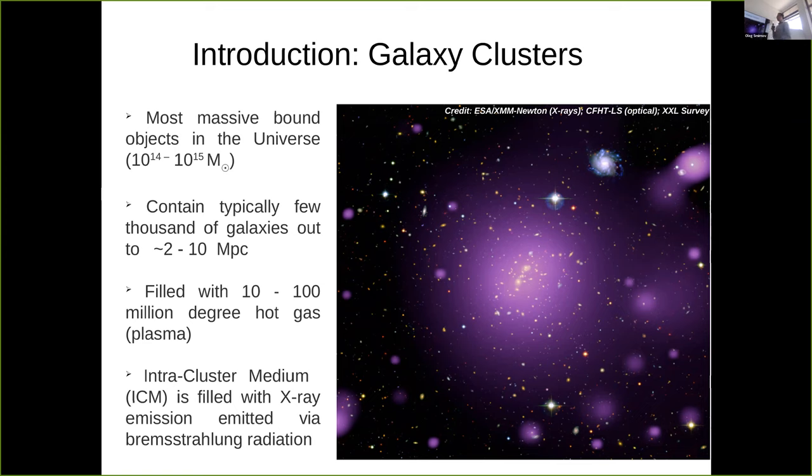Of course, as you all may know, galaxy clusters are the most massive bound objects in the universe that have a mass from 10 to the 14 to 10 to the 15 solar masses. They typically contain a few thousand galaxies out to a radius of 2 to 10 megaparsecs. And they are filled with 10 to 100 million degree hot gas plasma. We keep in mind that the intra-cluster medium is filled with X-ray emission, which is emitted via Bremsstrahlung radiation.